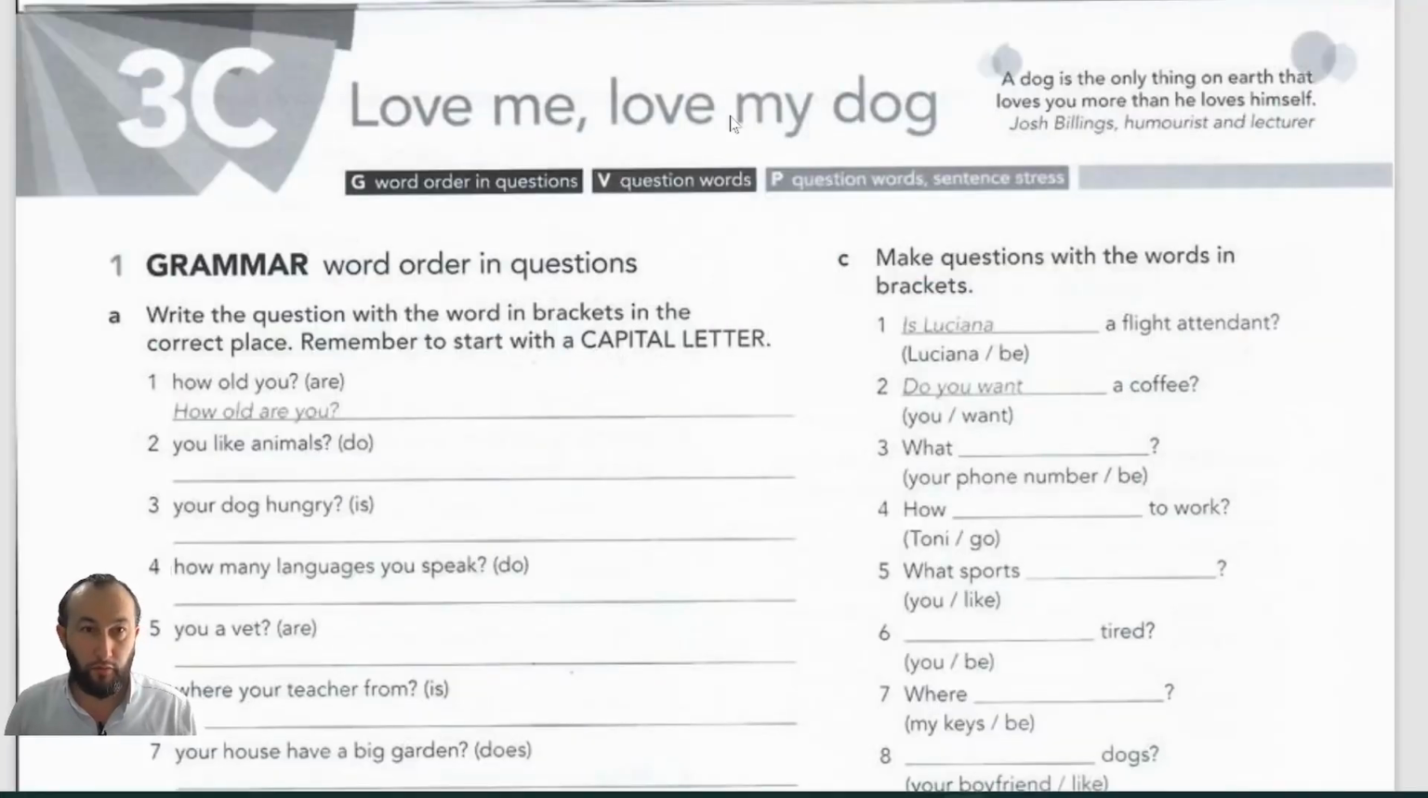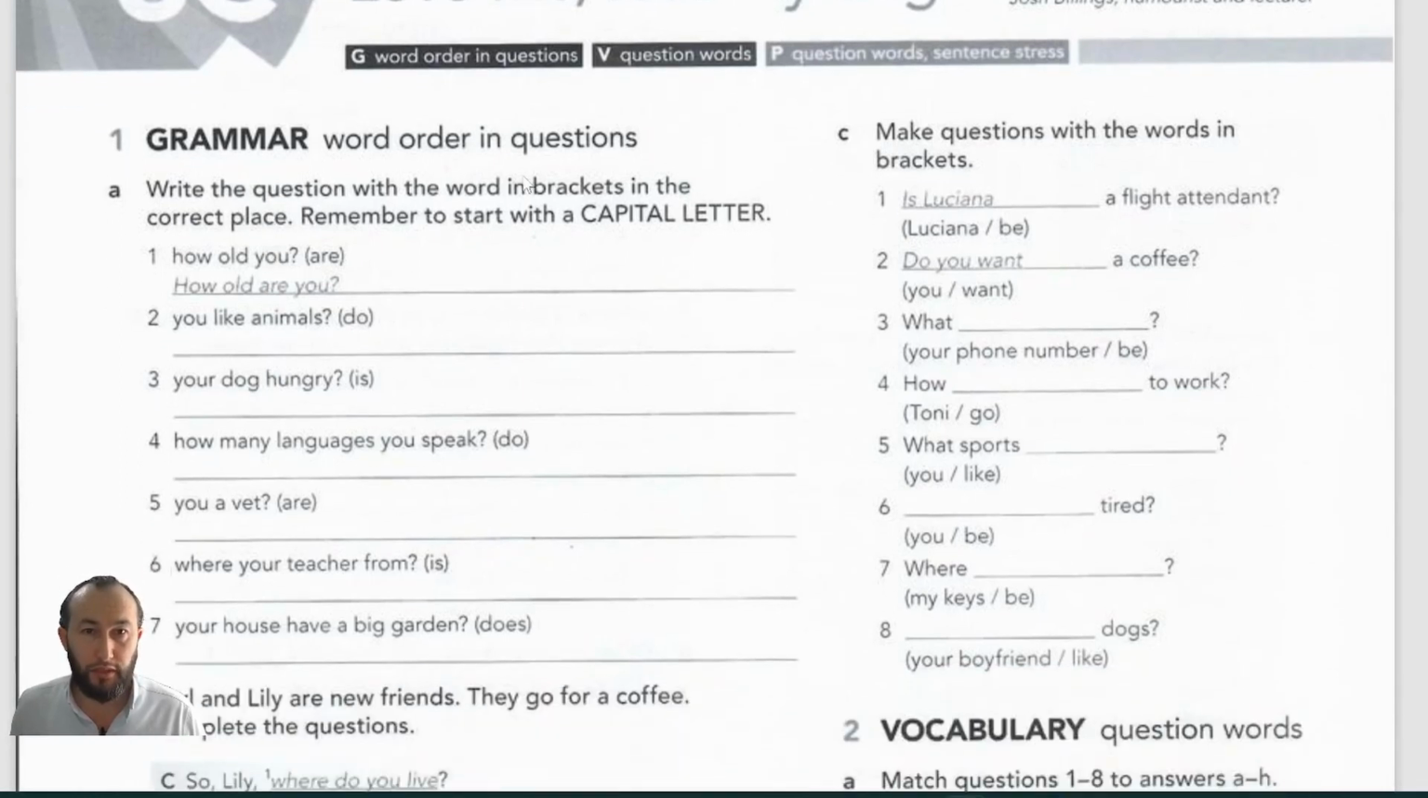Okay, so we're going to start with 3C. This is from English File, and that's the workbook, and that's elementary level, guys. Okay, so let's get started. 3C, exercise 1, grammar related exercise. Word order in questions.